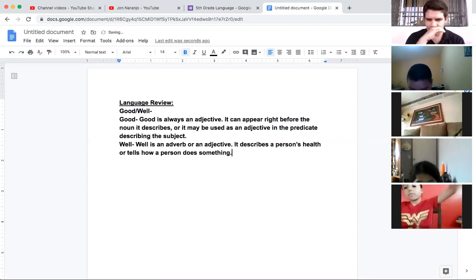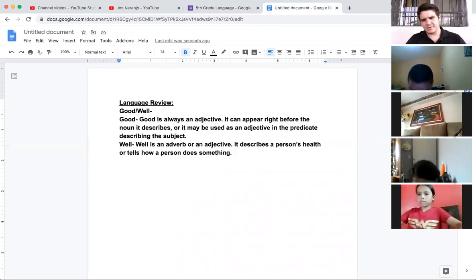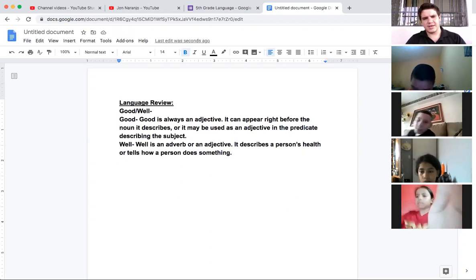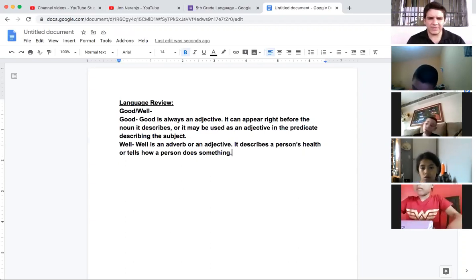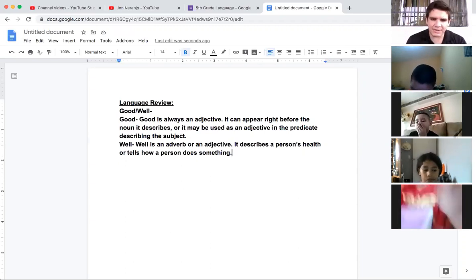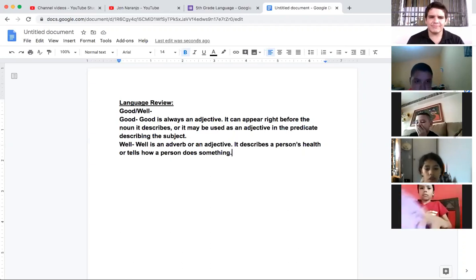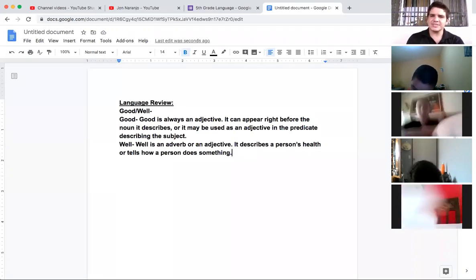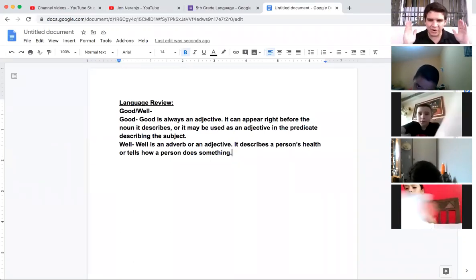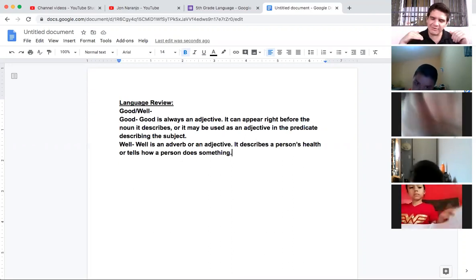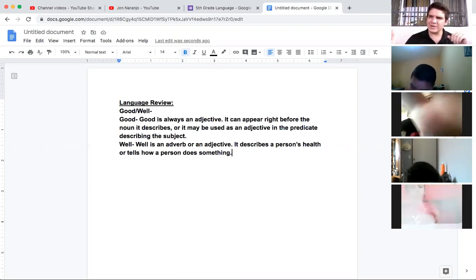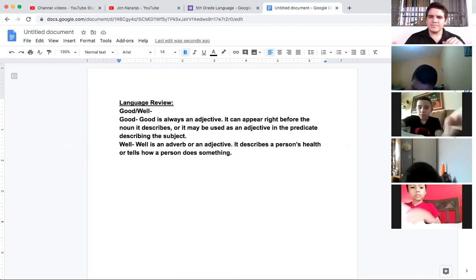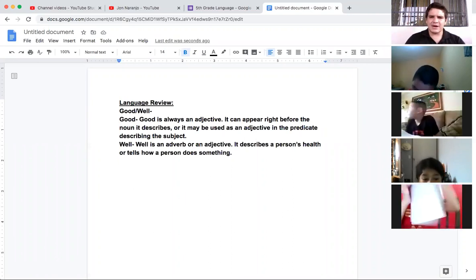So we have good. Good is always an adjective. It can appear right before the noun it describes, or it may be used as an adjective in the predicate describing the subject. Well is an adverb or an adjective. It describes a person's health. So if you're talking about how you feel, you're always going to say well. You're going to say I don't feel well, or I feel really well. Anytime I'm talking about someone's health. How is she doing?